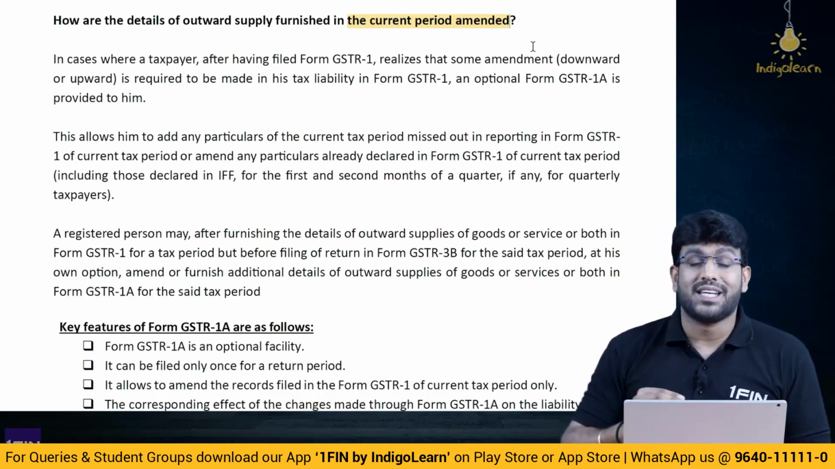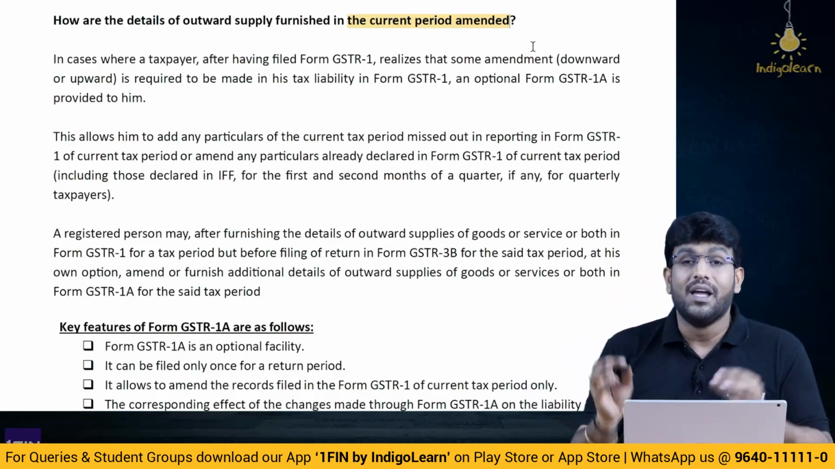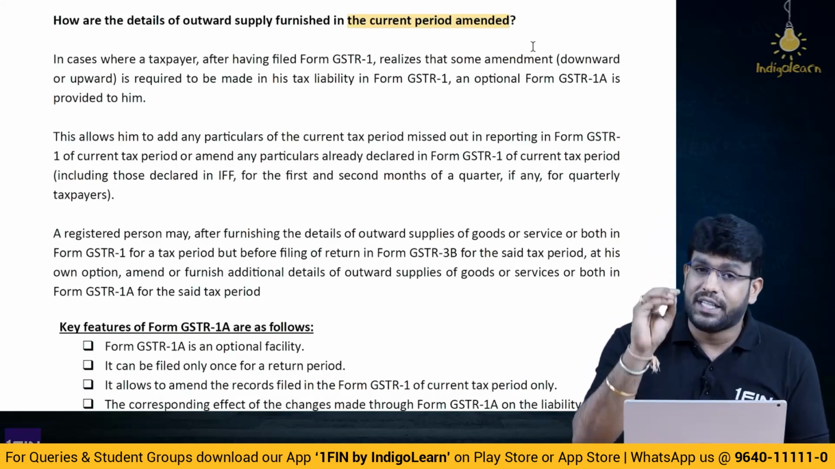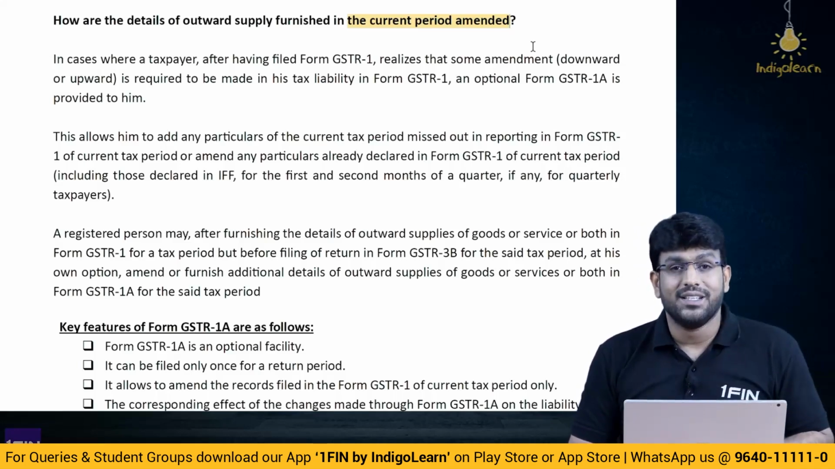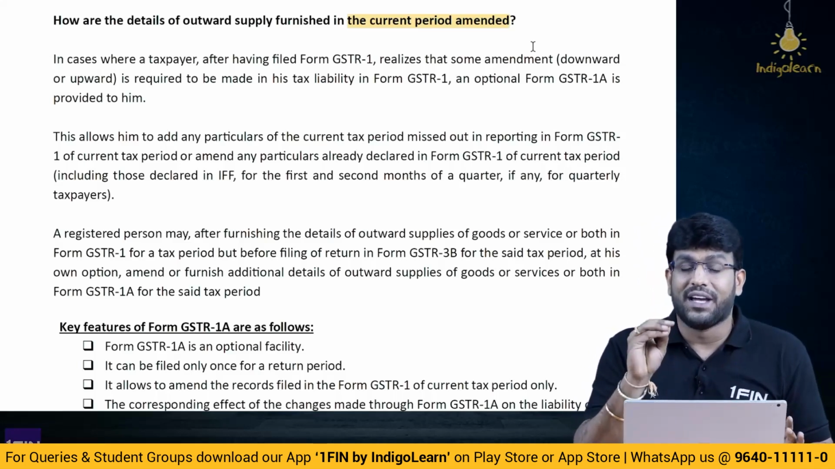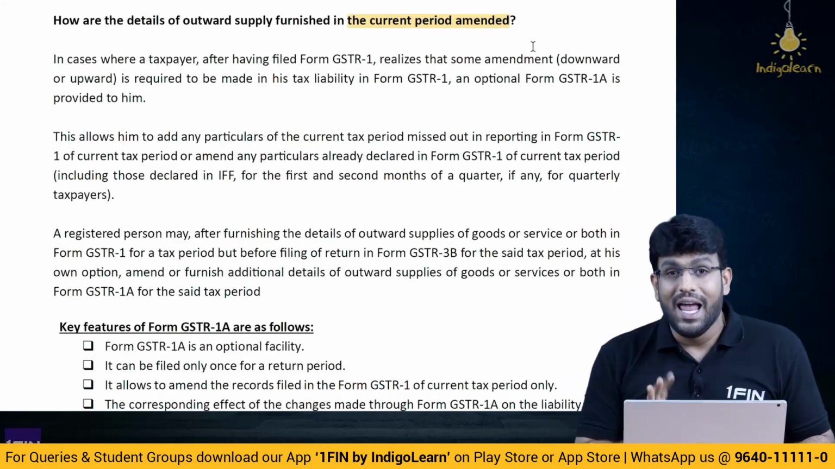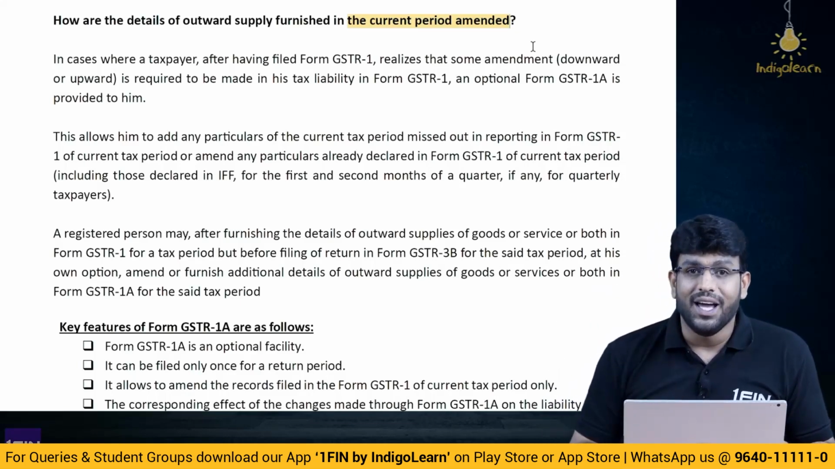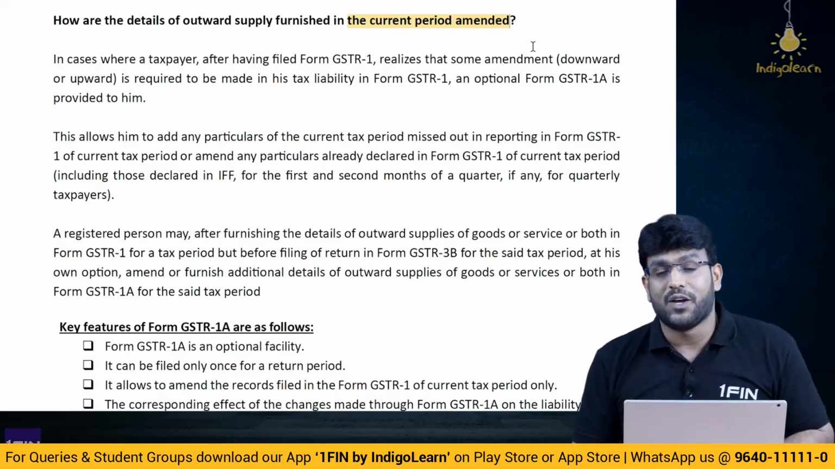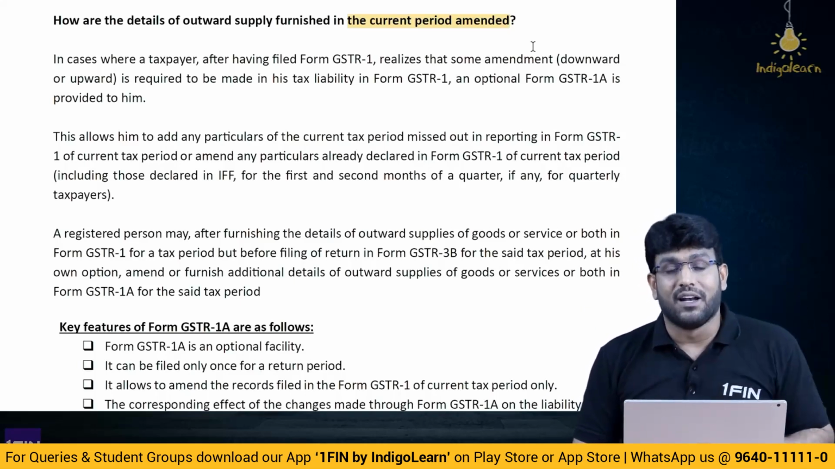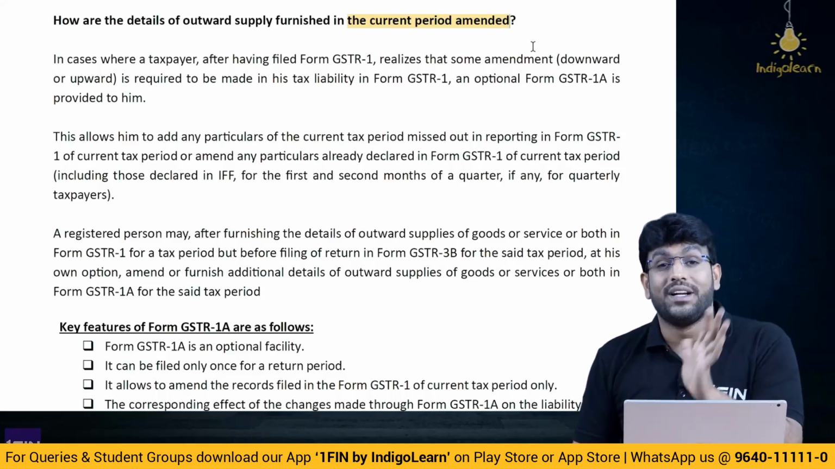We can rectify the mistake by using one column called amendment column. In next month's GSTR1, we'll use that amendment column and rectify the mistake. But recently they introduced a concept known as GSTR1A, where they have specified that after you file GSTR1, and before filing GSTR3B, if you realize that there is any mistake done in GSTR1, you can rectify that mistake of GSTR1 in the same month itself by filing something called GSTR1A, a latest new introduction.